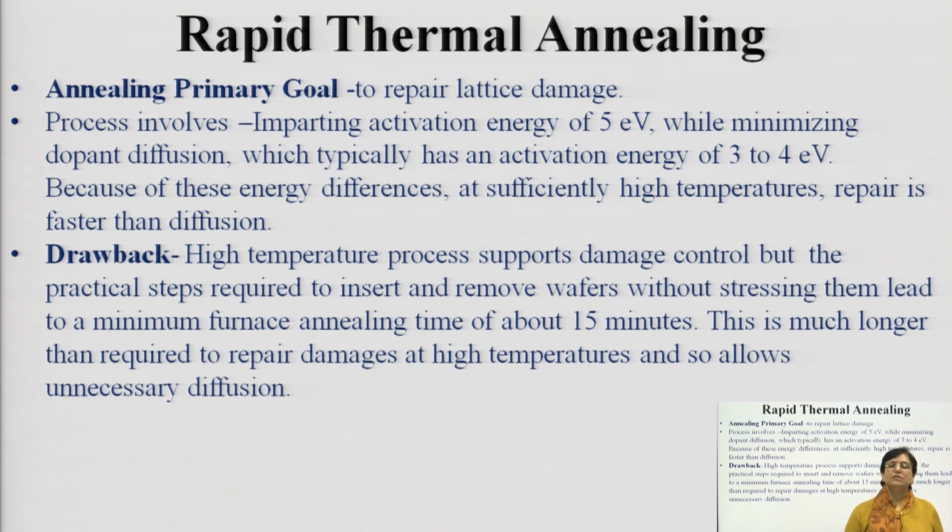Annealing is the process used to repair the crystal, whatever the damaged substrate is. The temperature is elevated, and then the system is slowly cooled. When you carry out such a method, the process involves imparting an activation energy of around 5 electron volt, while minimizing dopant diffusion, which typically has an activation energy between 3 to 4 electron volt. Because of these energy differences, at sufficiently high temperature, the repair is faster than the diffusion.